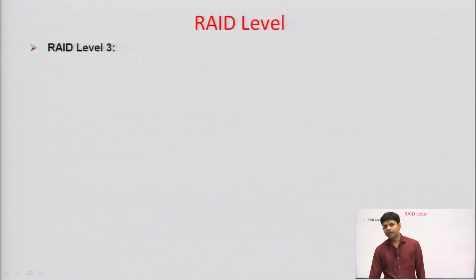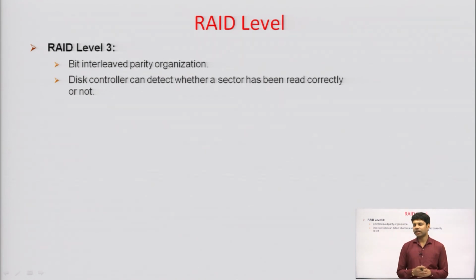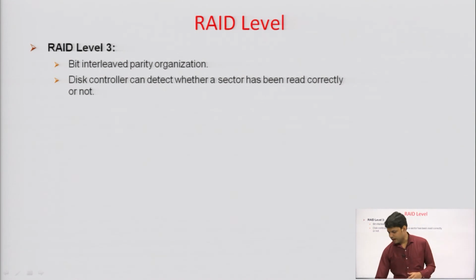Now, RAID level 3 is also known as bit interleaved parity organization. In the previous RAID level we dealt with the bit level, but here we are dealing with the whole sector. Byte striping is used. This controller can detect whether a sector has been read correctly or not.